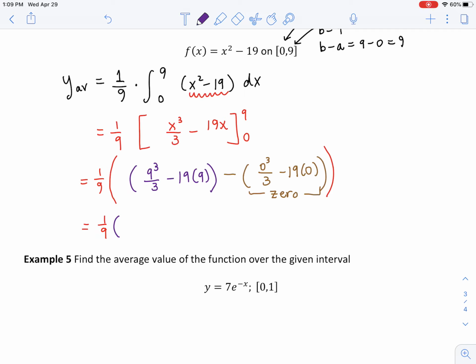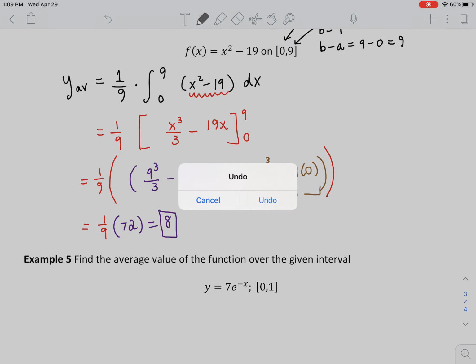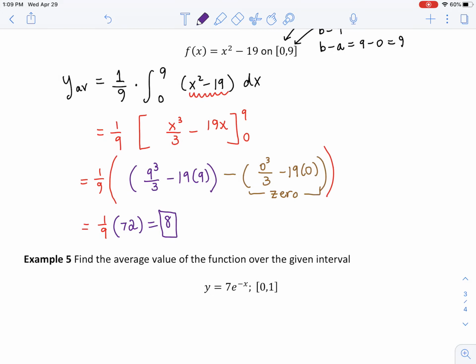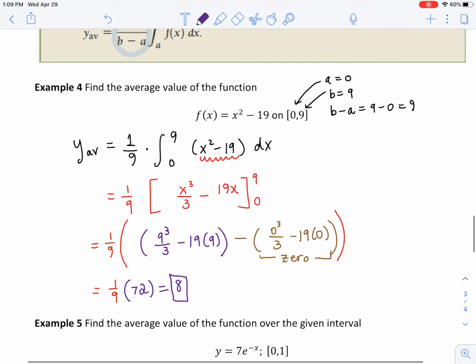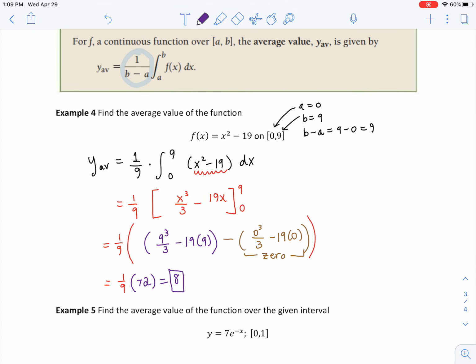So let me type that purple piece into my calculator. That's going to be 9 cubed divided by 3 minus 19 times 9. What did you get? I got 72. So 72 divided by 9 is simply 8. So the average value of this f of x over the interval 0 to 9 is simply 8. So the only new piece is really just that formula, the average value formula.